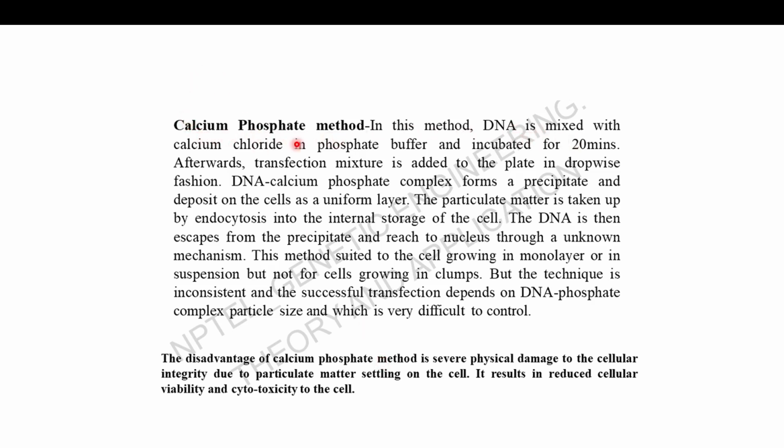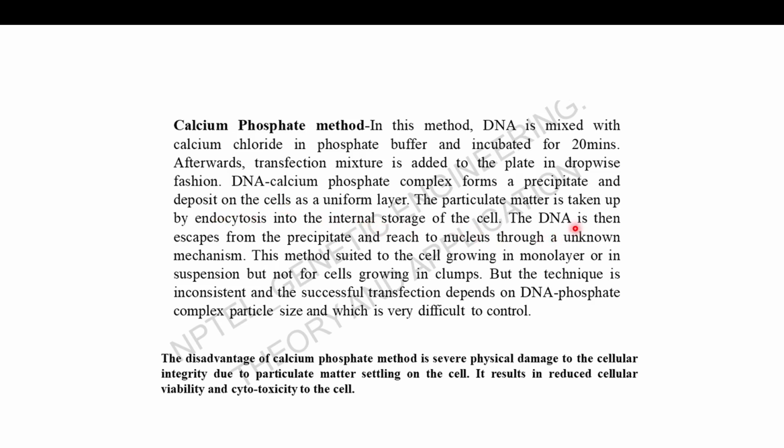What happens is DNA is mixed with calcium chloride in a phosphate buffer and incubated for a certain time. And then the mixture, which is called the transfection mixture, is added to the cells. The DNA calcium phosphate complex is formed. It forms a precipitate and then deposits on the cells as a uniform layer. And this particular precipitate is then taken up by endocytosis into the internal storage of the cell.